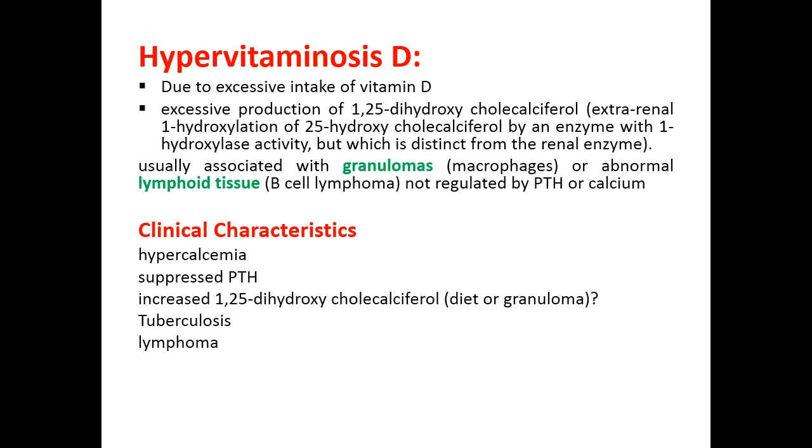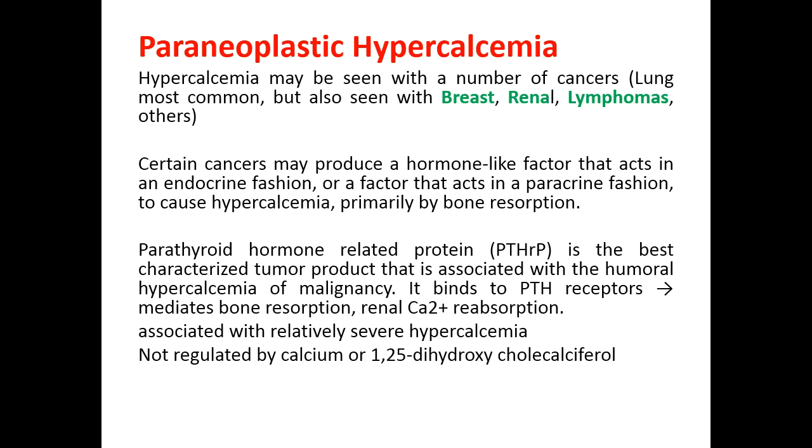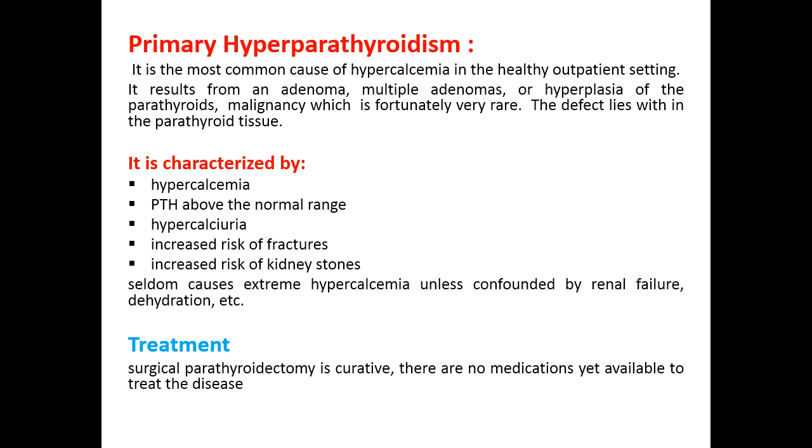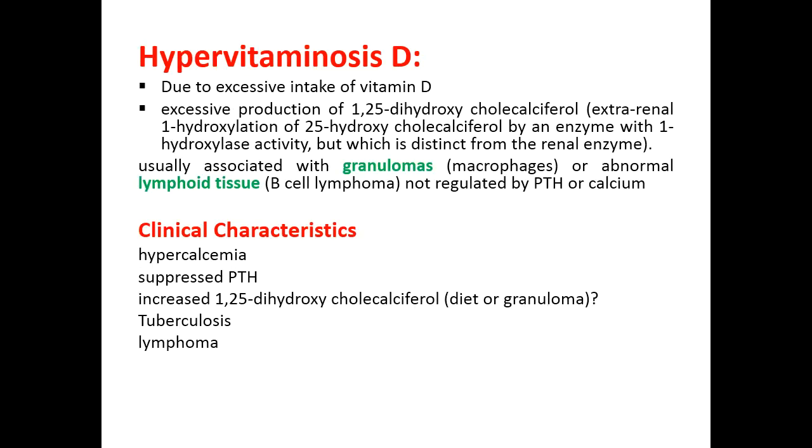So, in this condition, how can we differentiate primary hyperparathyroidism and hypervitaminosis D? The two will cause hypercalcemia. While in hypervitaminosis D, there will be a suppression of parathyroid hormone secretion. Why? Because vitamin D is present in a high concentration in the body. It will act on the intestinal cells to increase calcium absorption from the intestine. So there is no need to increase parathyroid hormone secretion.